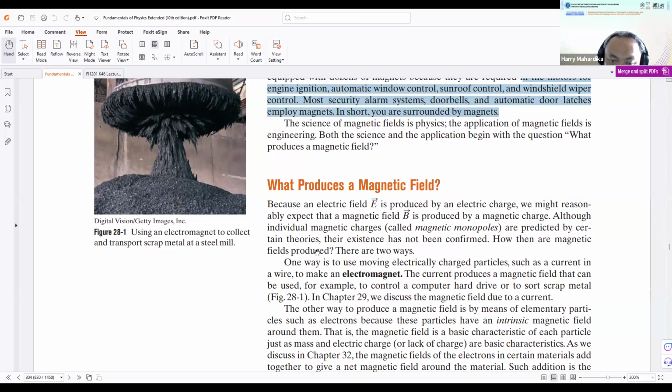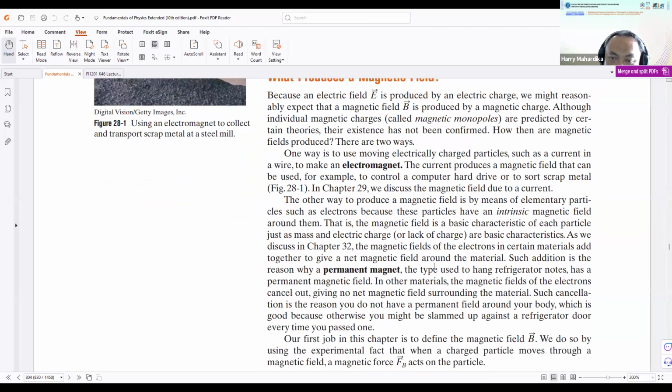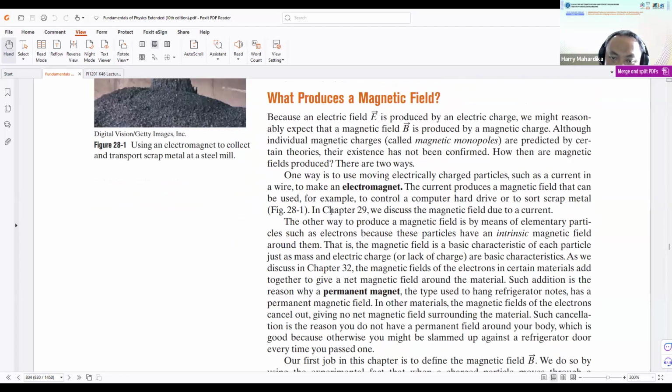How then are magnetic fields produced? There are two ways. One way is to use moving electrically charged particles, such as a current in a wire, to make an electromagnet. The other way to produce a magnetic field is by means of elementary particles such as electrons, because these particles have an intrinsic magnetic field around them.